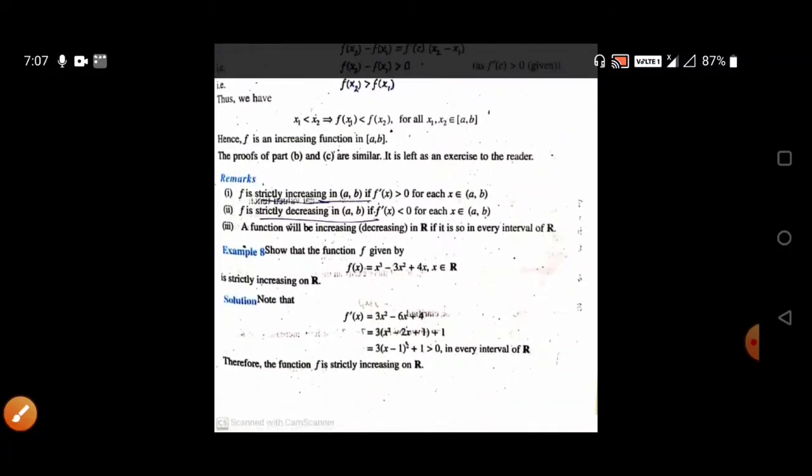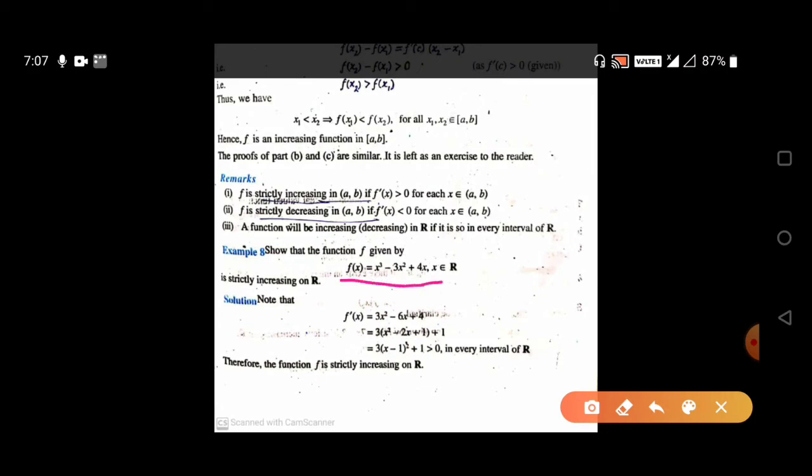Here example 8 is given. Show that the function f given by f(x) = x³ − 3x² + 4x, x belongs to R, is strictly increasing on R. Clearly f(x) is defined for all real numbers. Here the domain is the set of real numbers. So here we will use theorem 1 to check whether the function is strictly increasing or not.